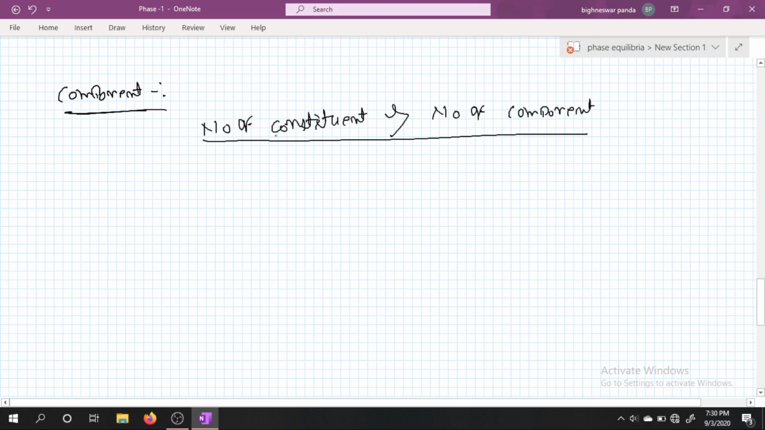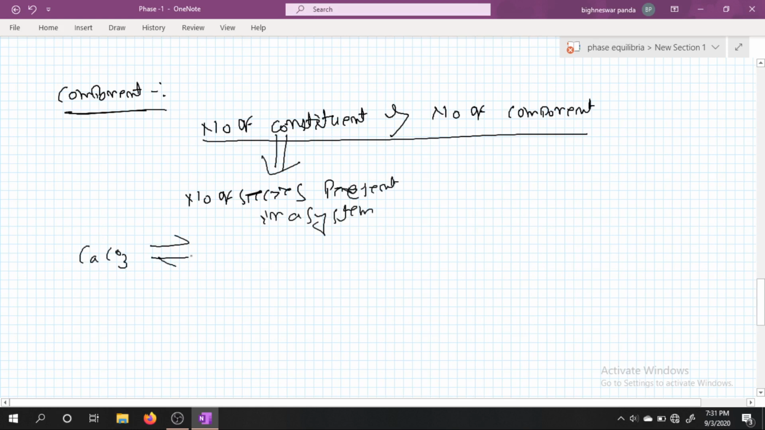So number of constituent means number of species present in a system. Number of constituent means number of species present in a system. Simple. Let us consider a reaction, dissociation of calcium carbonate, and that will give carbon dioxide and calcium oxide. It is solid, gas, solid.